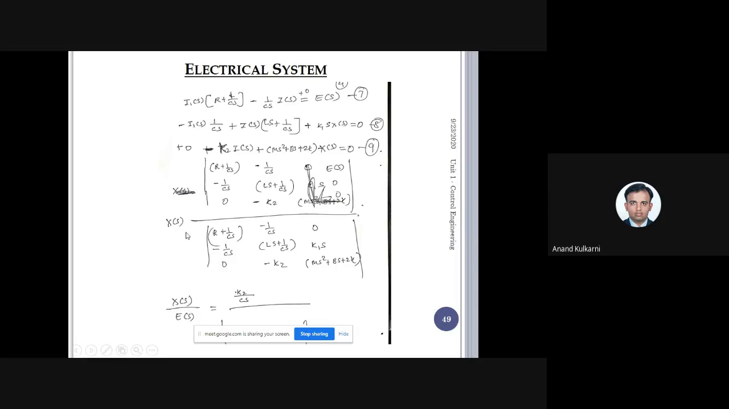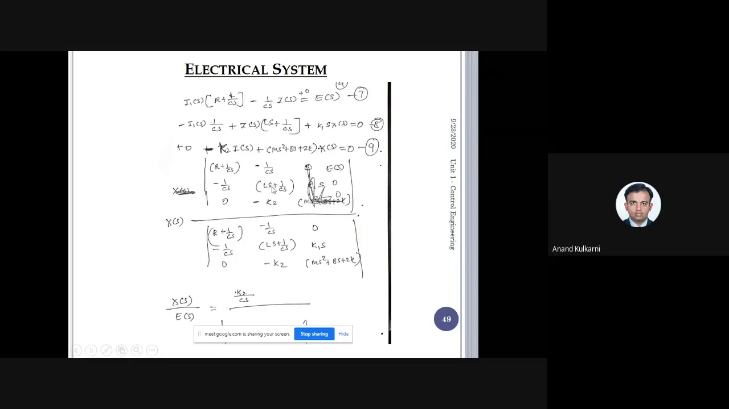I want X as the output, so I will leave out the coefficients corresponding to X. So the third column, where the coefficients of X have to be written, is missing. Instead of that, the right hand side is written: E of S, 0, 0. Whereas coefficients of I1, coefficients of I. This is the numerator determinant. In the denominator determinant, all the three coefficients of the three variables have to be written. I1 in the first column, I in the second column, X in the third. I have written like that.